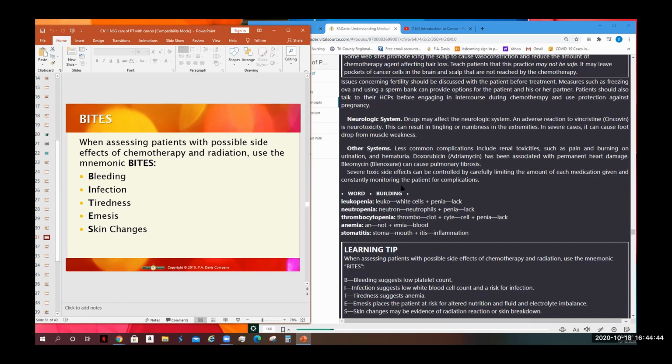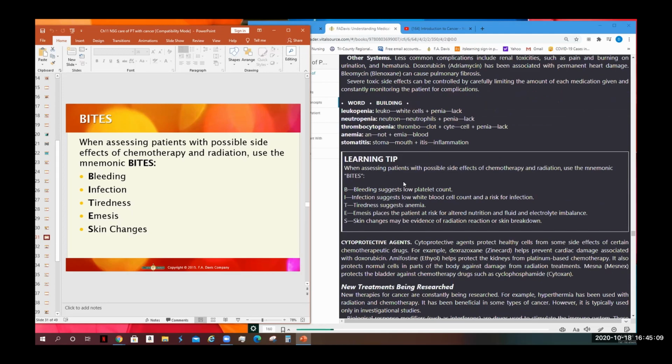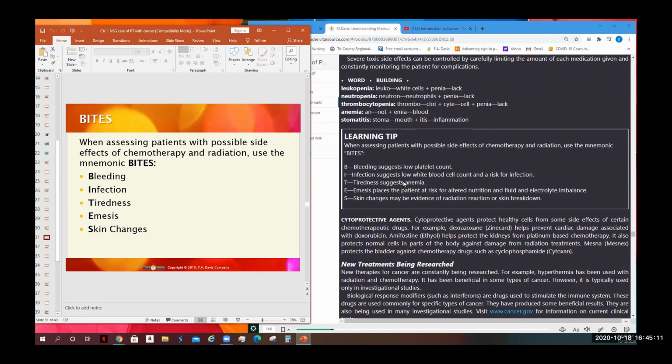Doxorubicin, also called Adriamycin, has been associated with permanent heart damage. Bleomycin, also called Blenoxane, can cause pulmonary fibrosis. Severe toxic side effects can be controlled by carefully limiting the amount of each medication given and constantly monitoring the patient for complications. Learning tip.